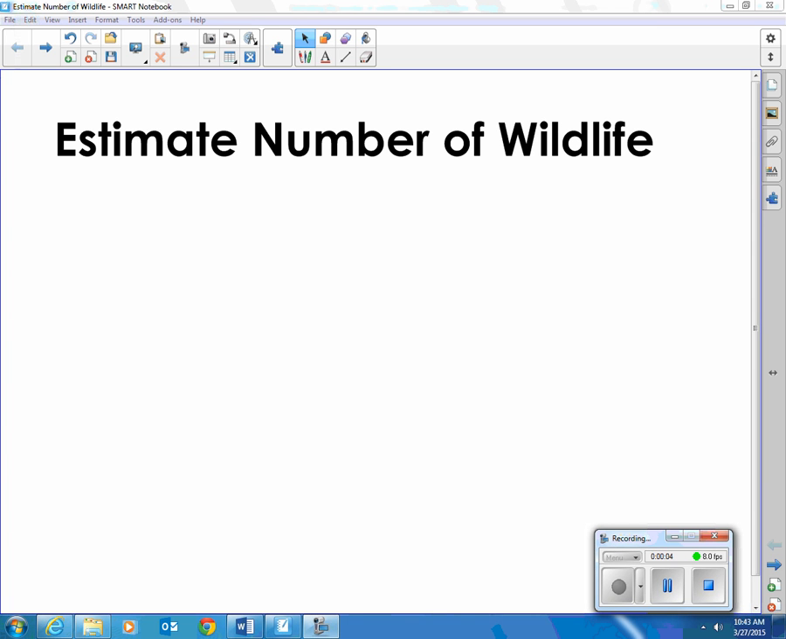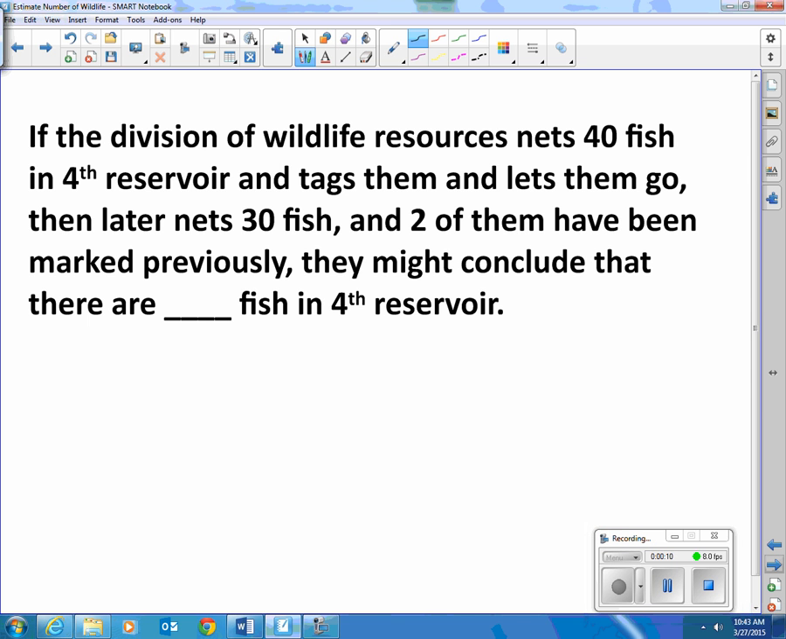This video clip explains how to estimate the number of wildlife. This is one method. Let's say the Division of Wildlife Resources nets 40 fish in the 4th reservoir and tags them and lets them go. And later nets 30 fish, and 2 of them have been marked previously. They might conclude that there are blank fish in 4th reservoir.